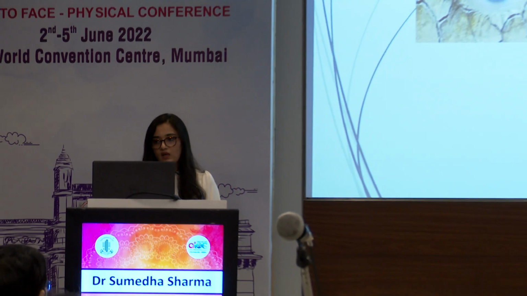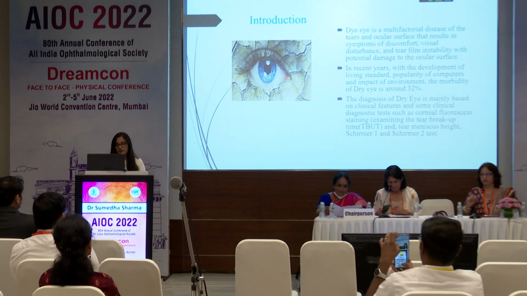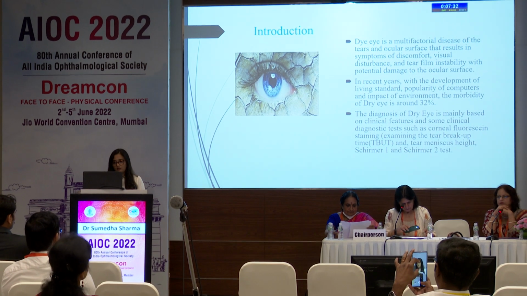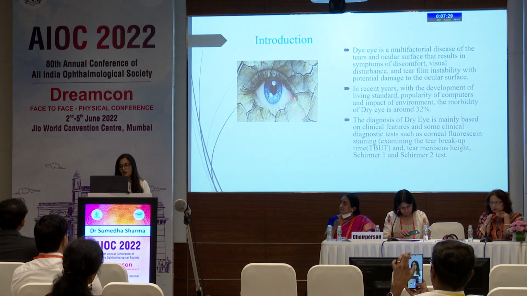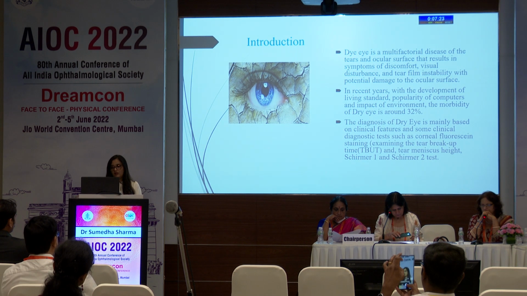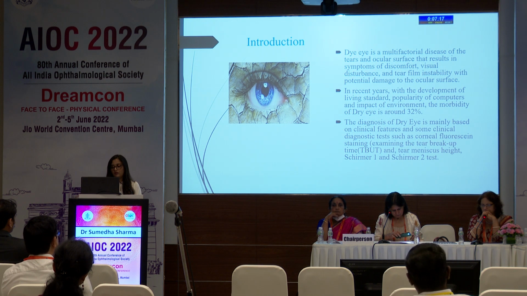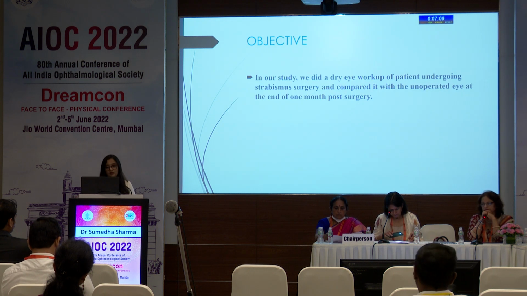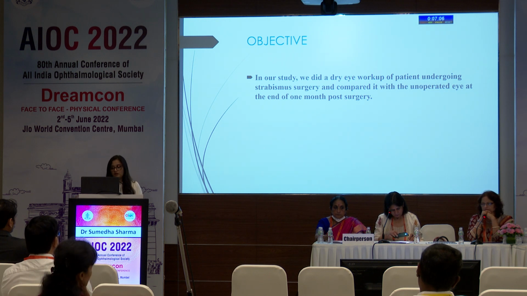Dry eye is a multifactorial disease of the tears and ocular surface that results in symptoms of discomfort, visual disturbance, and tear film instability with a potential damage to the ocular surface. In recent years, because of the living standard, popularity of computers, and impact of environment, the morbidity of dry eye is around 32%. The diagnosis of dry eye is mainly by the clinical presentation and by the basic tests, that is TBUT and the Schirmer's test. So in our study, we did a dry eye workup of patients undergoing strabismus surgery and compared it with the unoperated eye at the end of 1 month post-surgery.